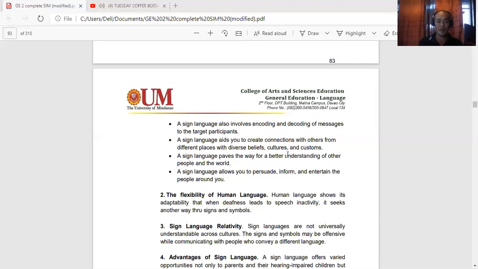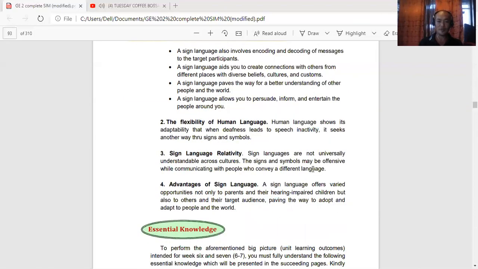So, the flexibility of the human language, that's another term. Meaning human language shows its adaptability, that when deafness leads to speech inactivity, it seeks another way through signs and symbols. So the human brain can communicate even if it becomes deaf, or blind, or mute. Human beings still find a way to communicate with others.